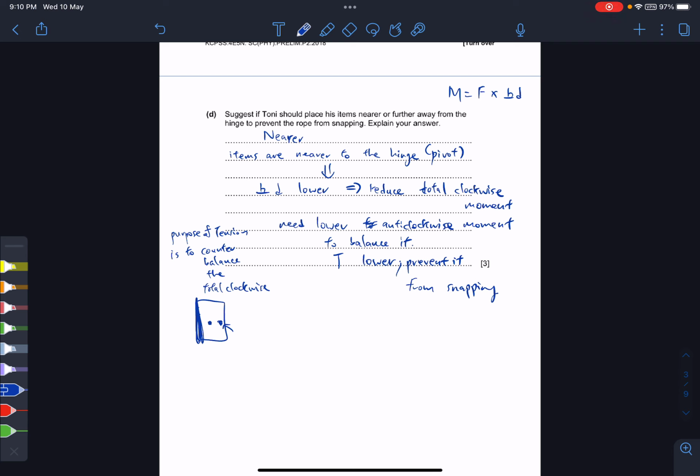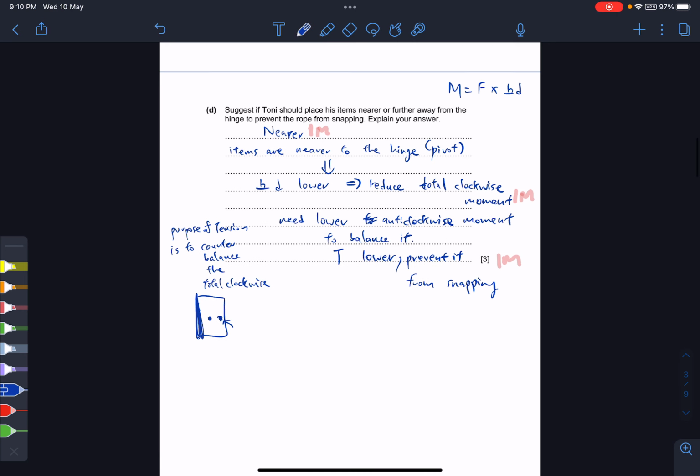Yep. So you might be wondering where the 3 marks go. So nearer is 1 mark. And the explanation of this segment, then the next segment is 1 mark. So that's your 3 marks here. Okay, moving on.